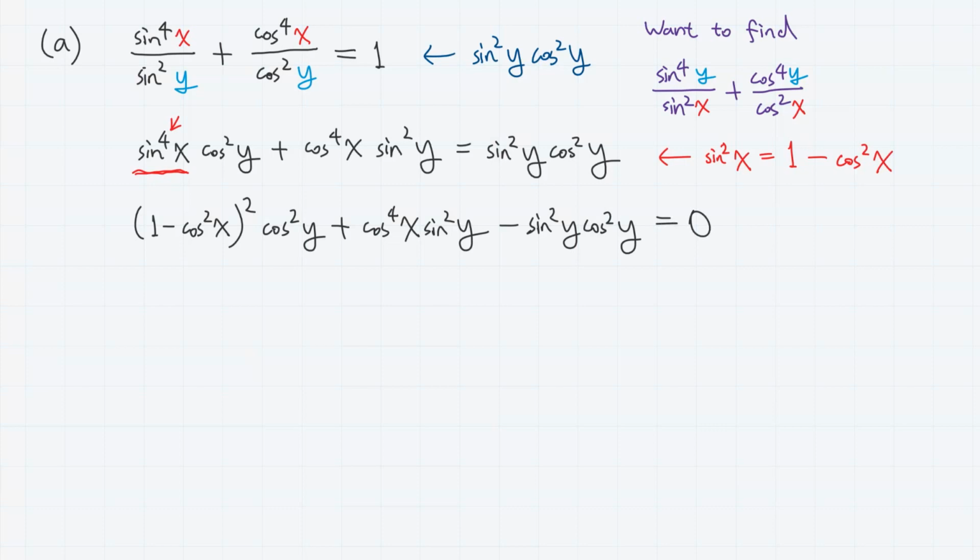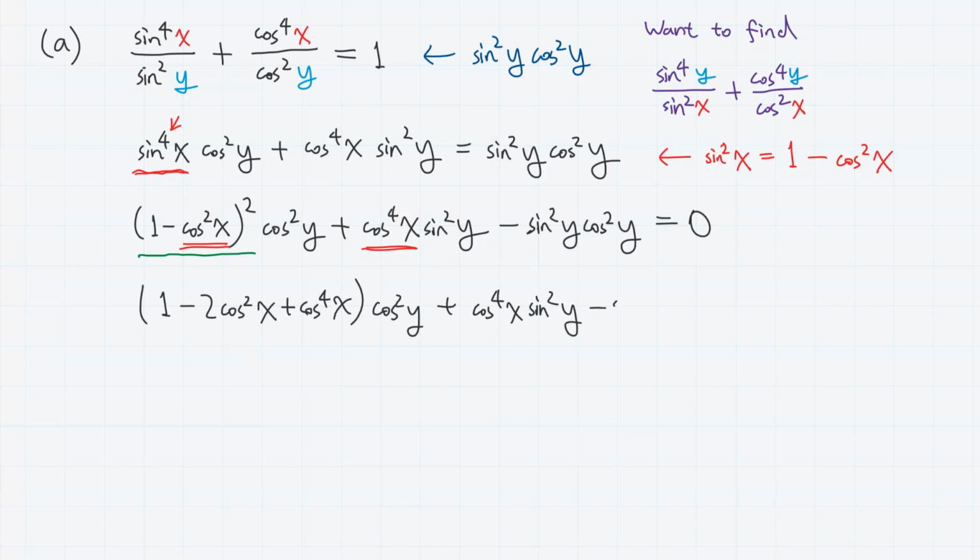One good thing about this manipulation is that now we have only the cosine function for variable x. You may want to do the similar thing for variable y, but let's actually expand this squared part first. Then we have 1 minus 2 cosine squared x plus cosine to the power of 4x, times cosine squared y, plus cosine to the power of 4x sine squared y minus sine squared y cosine squared y equals 0.